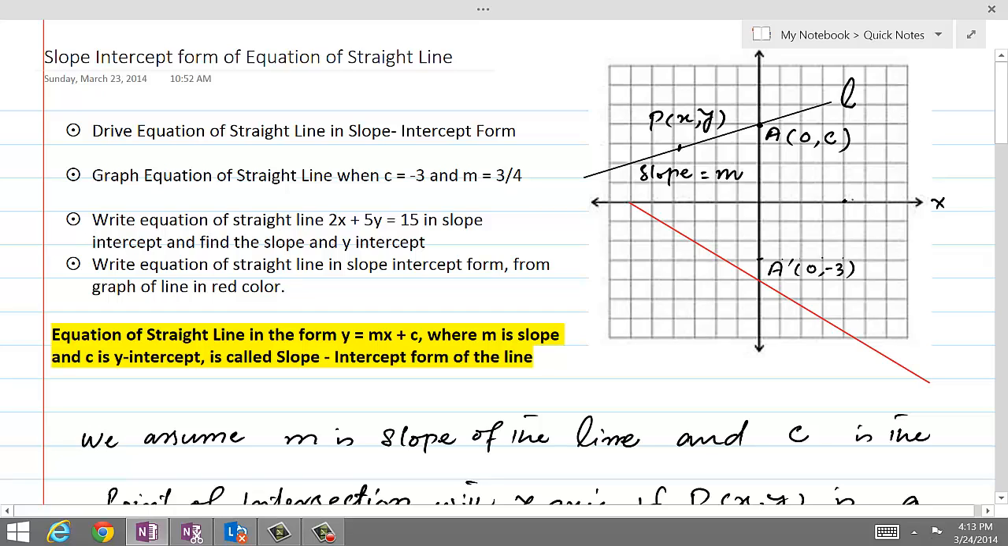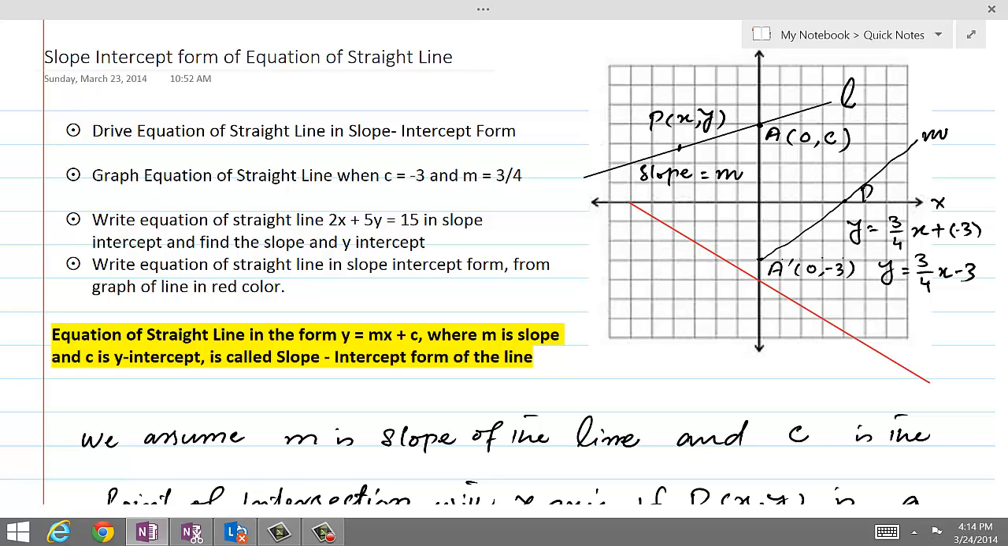And we also have A, and now we can draw the line through A and P. This will be our line. So this is the required line. Let's call it M, and its equation would be y equal to mx plus c. M is 3 over 4, c is minus 3. So this would be y equal to 3 by 4 x minus 3. This is the required line for part B. And we are already done with part C.